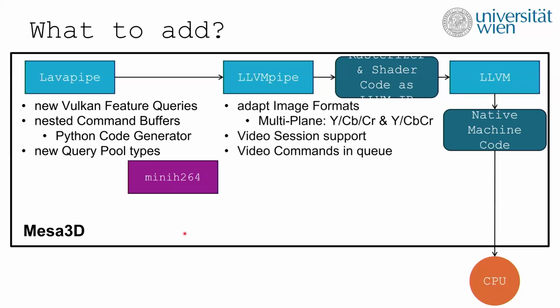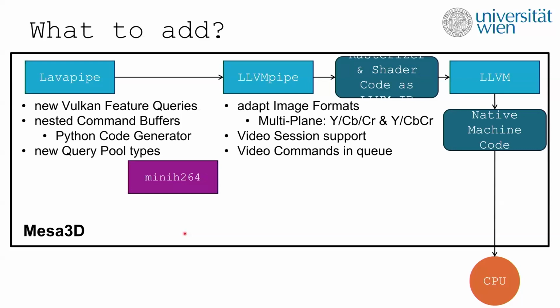And deeper in the chain, video always uses other image formats. You have the multiplane images everywhere, YCbCr in two-plane or three-plane. All this needed to be extended so that it works. And finally, you have support for video sessions, and then implementing every video command which can be handled by the queue.